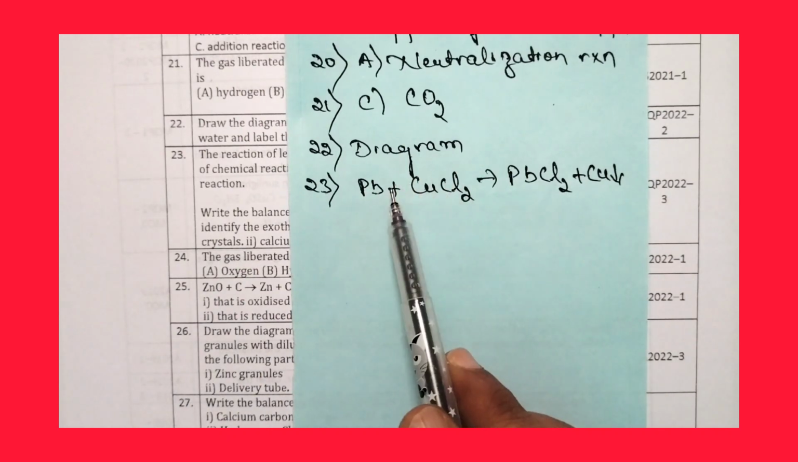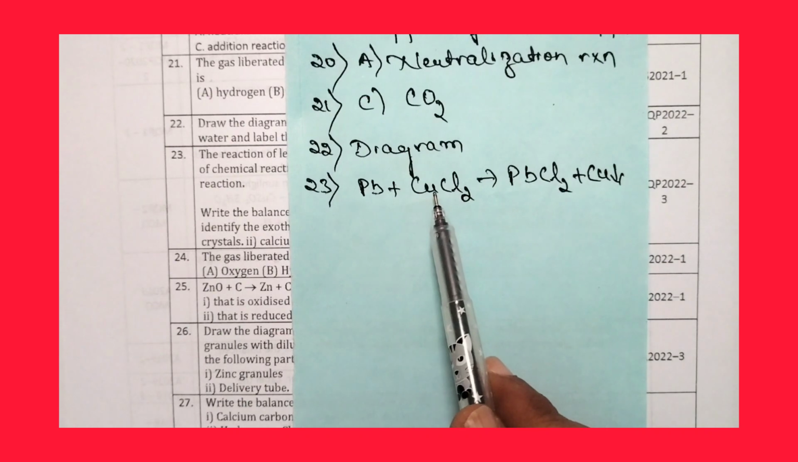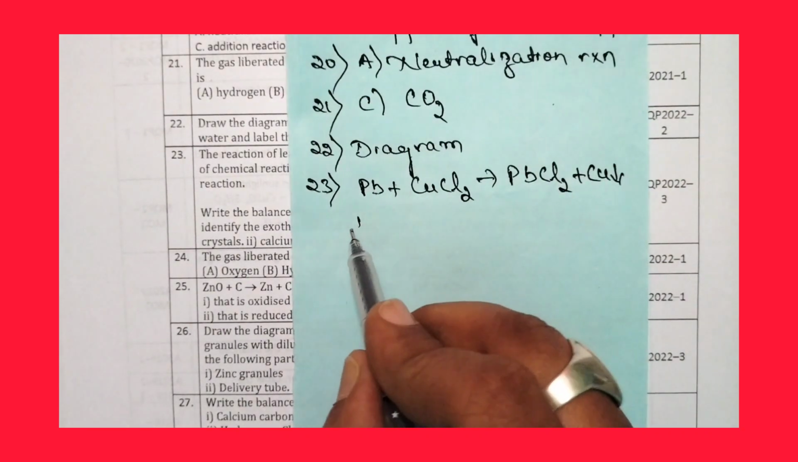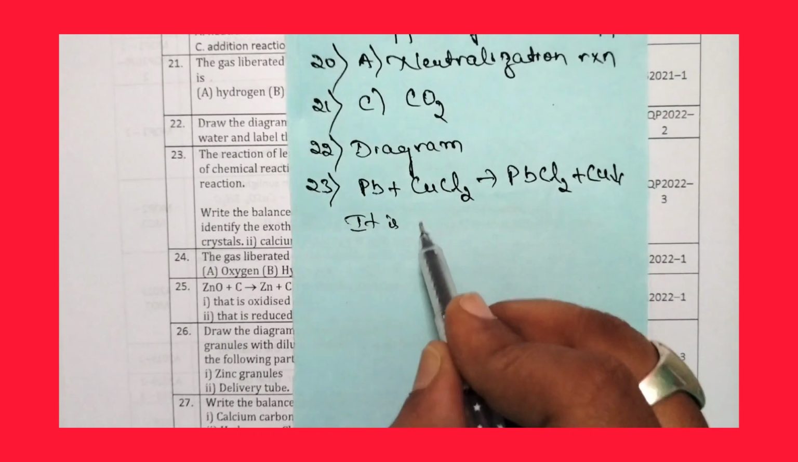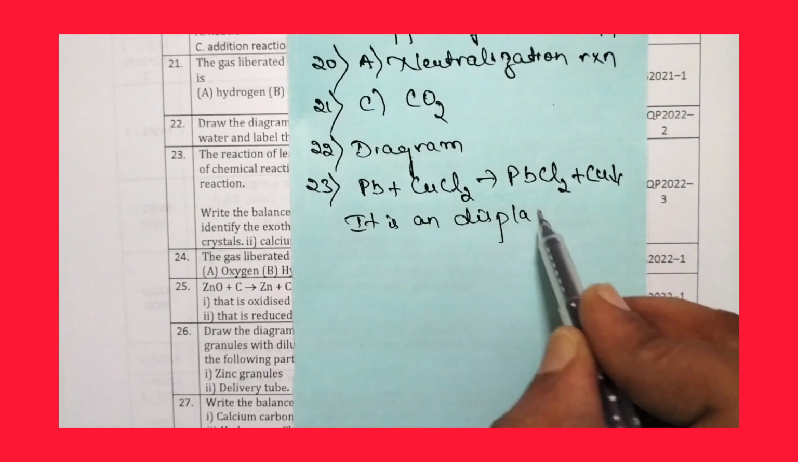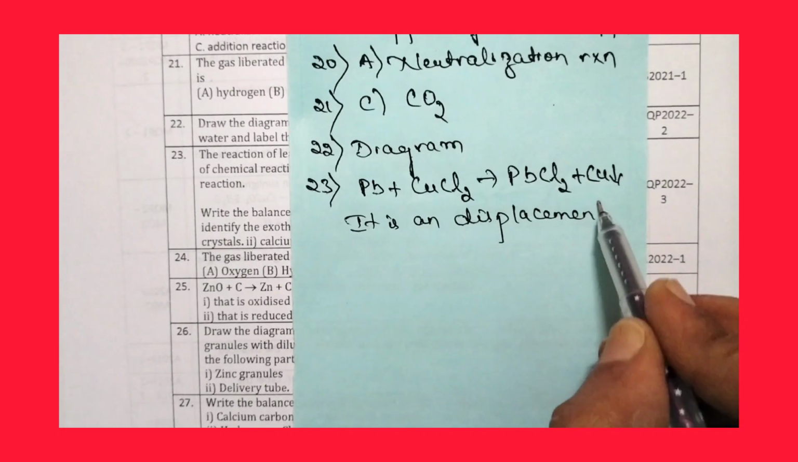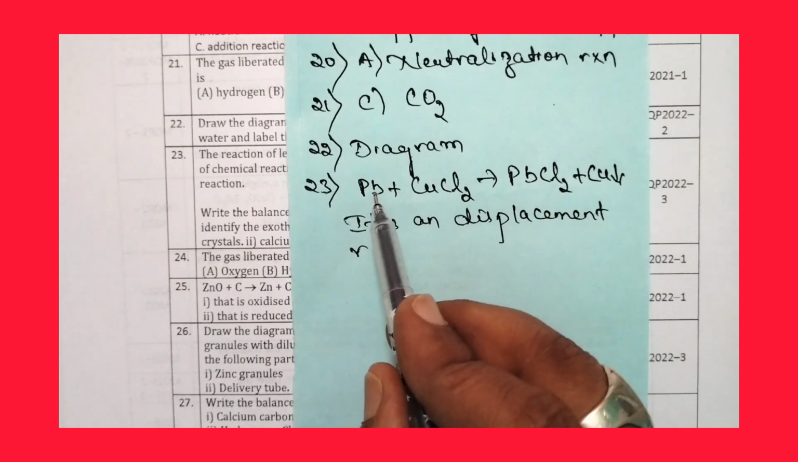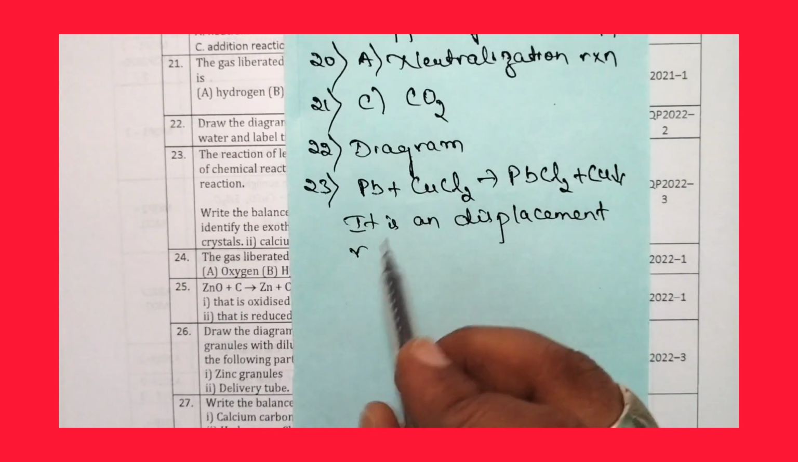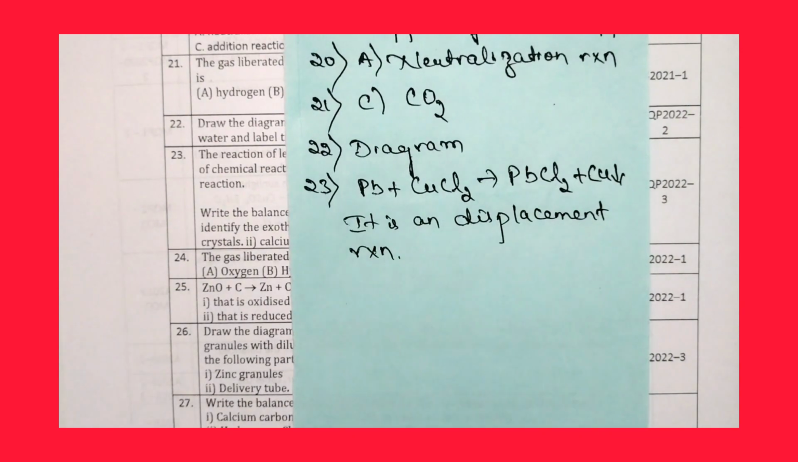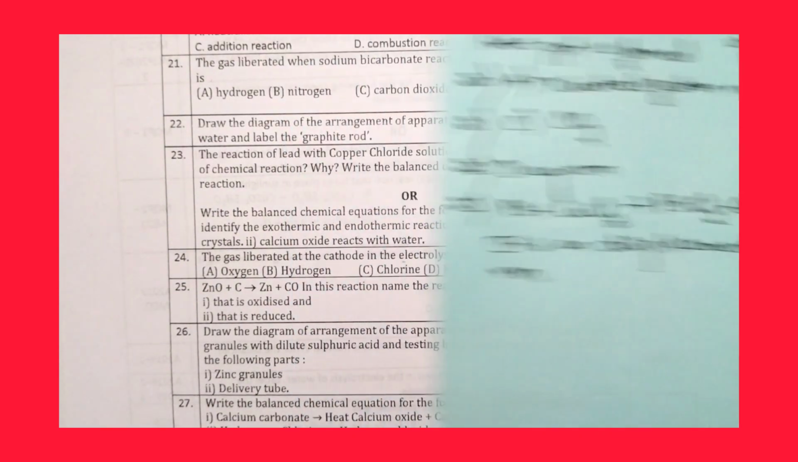copper chloride. Since the displacement of copper will take place, it is a displacement reaction. Who was displaced? So lead will displace copper because lead is more reactive than copper, so it is a displacement reaction. So we call this a displacement reaction.